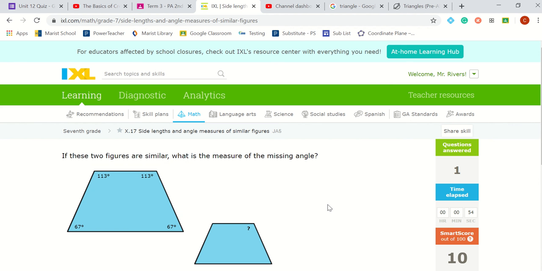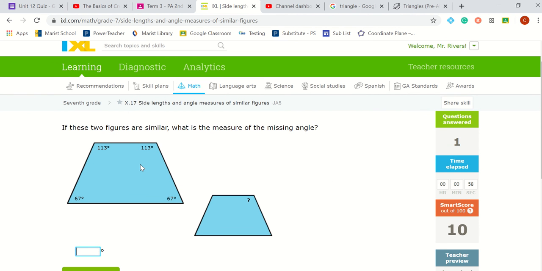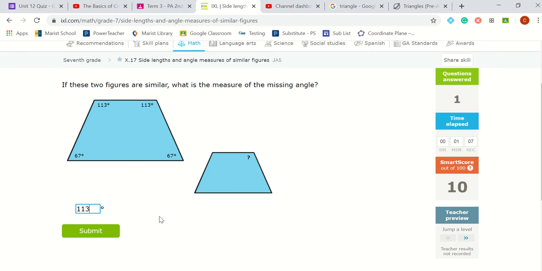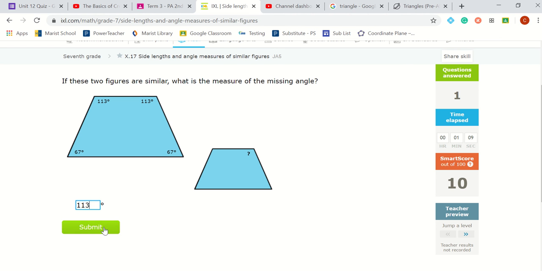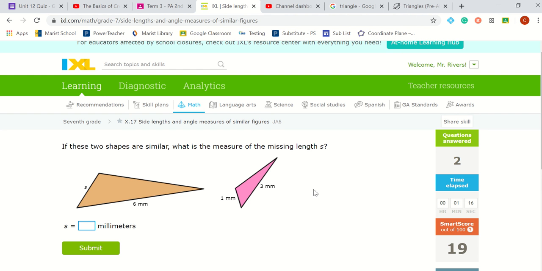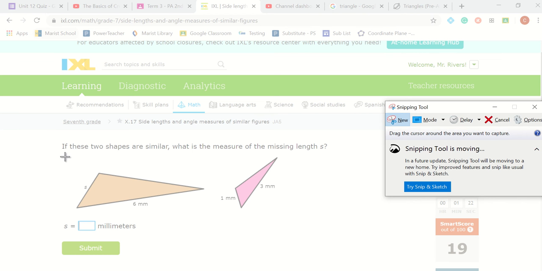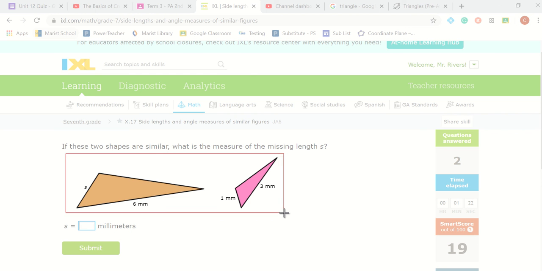If these two figures are similar, what is the measure of the missing angle? Again, you can tell it's the same shape, just shrunk down a bit. So 113 corresponds to that missing angle. So 113 degrees. In similar figures, corresponding angles are congruent. If these two shapes are similar, what is the measure of the missing length S? Okay, now this is where it gets a little tricky, and this is where you probably need to pay attention and maybe even rewatch this part of the video.